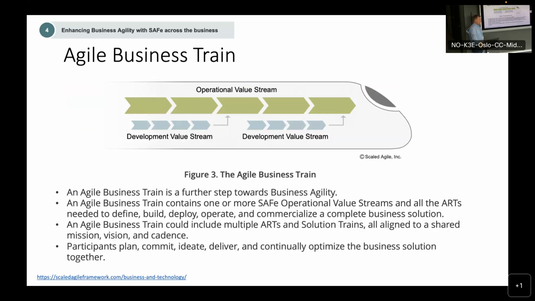Some operational value streams might also be organized as team of teams, and the development value streams would be maybe a part of this. So you see which development value streams and which operational ones, and you would use some of the techniques from PI planning, high-level planning, coordinating, synchronizing between the business side and the IT side, more or less.